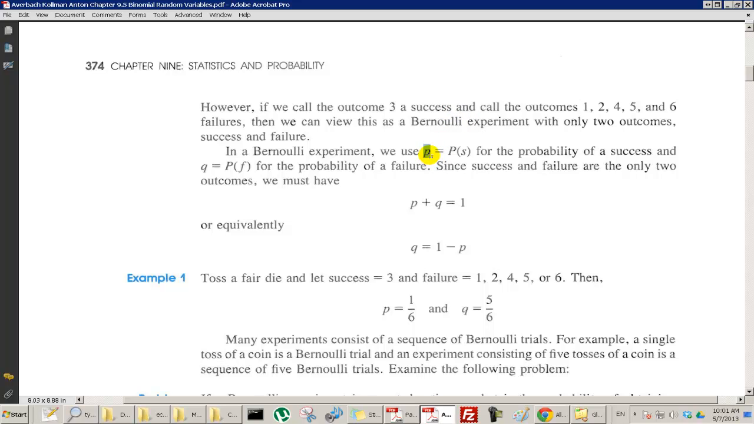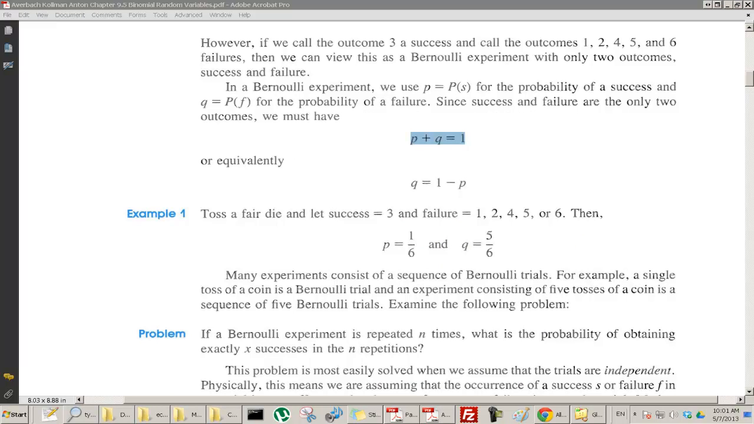But we're going to use p to stand for the probability of success, and then we're going to use q as the alternative. In other words, if heads was success and tails is failure, we're going to use q to indicate the probability of tails. Since success and failure are the only two outcomes, p plus q has to equal 1, or equivalently, q has to equal 1 minus p.